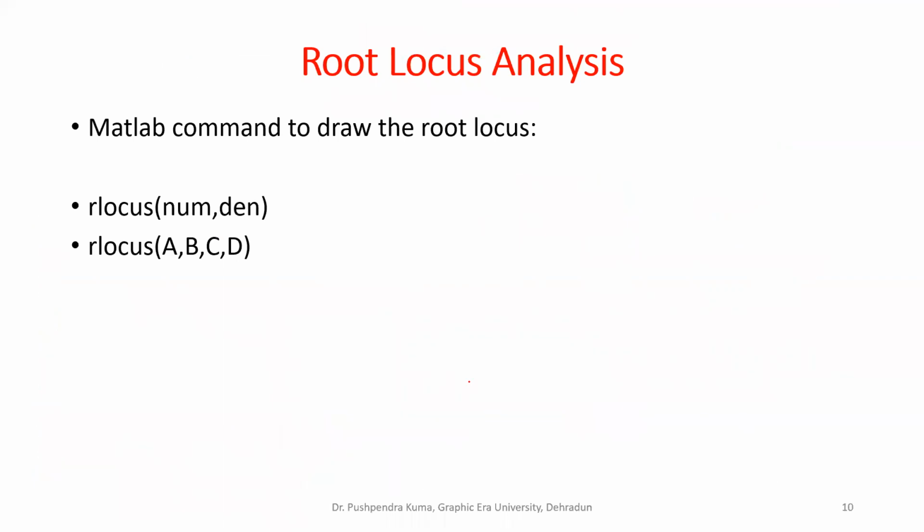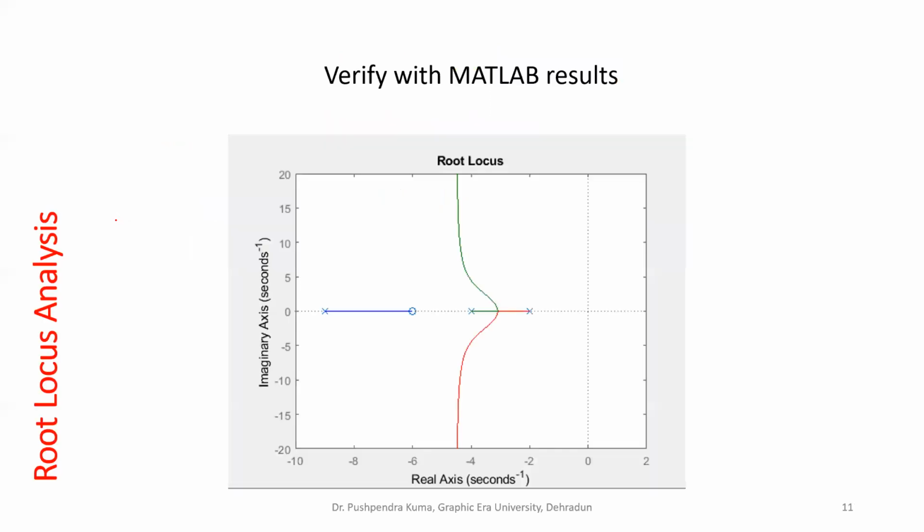Now I want to check whether my drawn root locus is correct or not. You can check in MATLAB. In MATLAB, you simply type rlocus in brackets and you put the numerator and denominator. Here we will use the open loop transfer function, not the closed loop. You define the numerator of your open loop transfer function and the denominator of your open loop transfer function, and this is the command, and simply you can get the root locus in MATLAB.